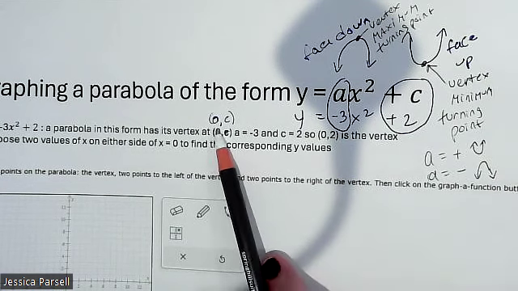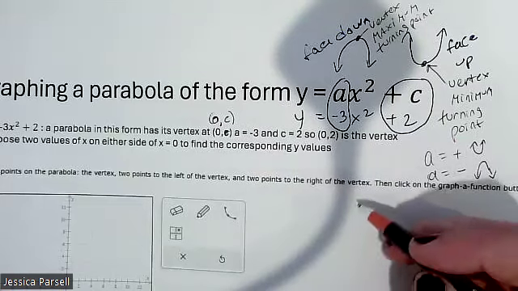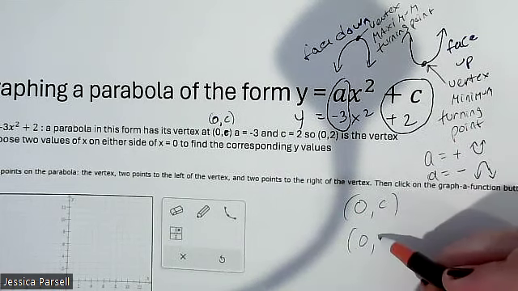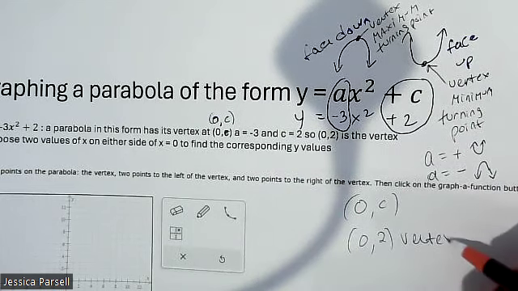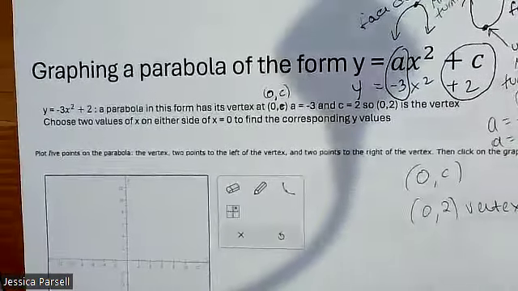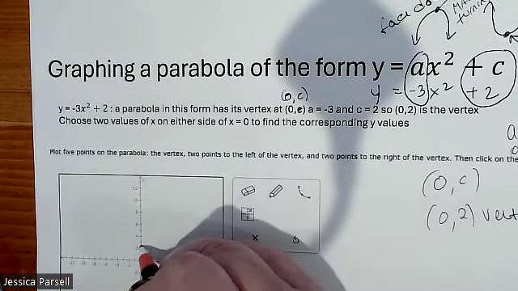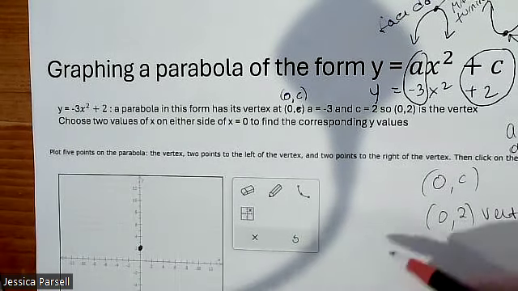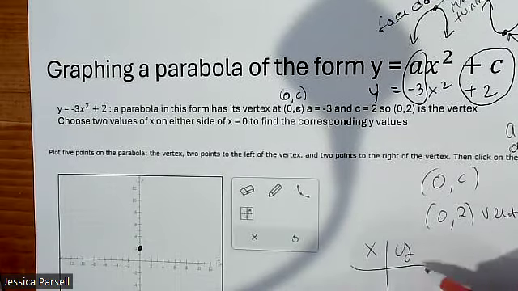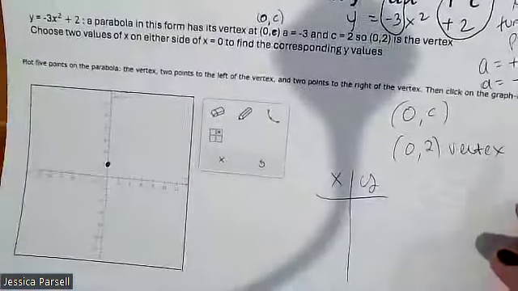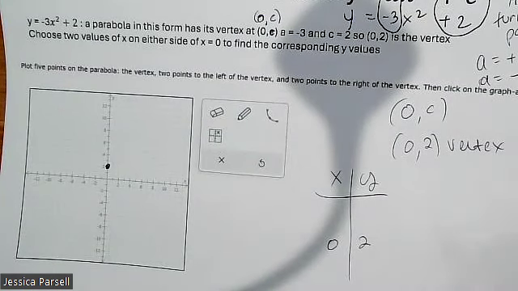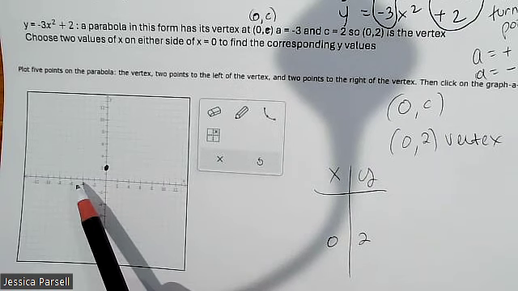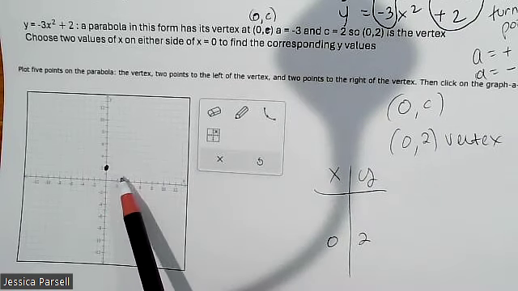Okay, they tell us that 0, comma, c is the vertex. So that means 0, comma, what's our c value? 2 is our vertex. So we can get that graphed. So I'm going to go over and find 0, 2 right here. Now, they want you to plot 5 points. So I'm going to make an XY chart, and I'm going to put my vertex in the center, 0 and 2, because they're asking us for 2 points to the left of the vertex. So that's going to be this way, and 2 points to the right. So that's going to be that way.